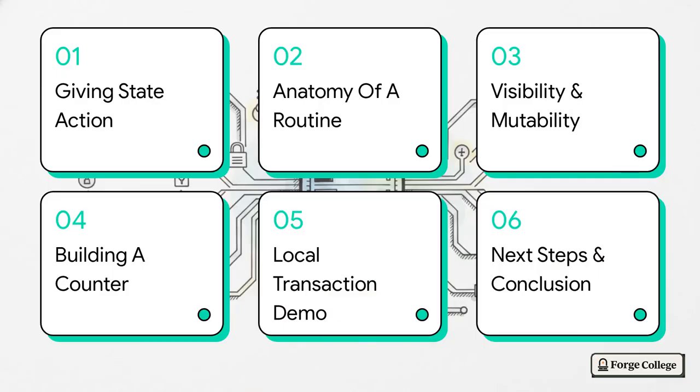Here's our blueprint for today's explainer. 1. Giving states some action. 2. The anatomy of a routine. 3. Visibility and mutability. 4. Building a simple counter. 5. A local transaction demo. And finally, 6. Next steps and conclusion. Let's jump right in.